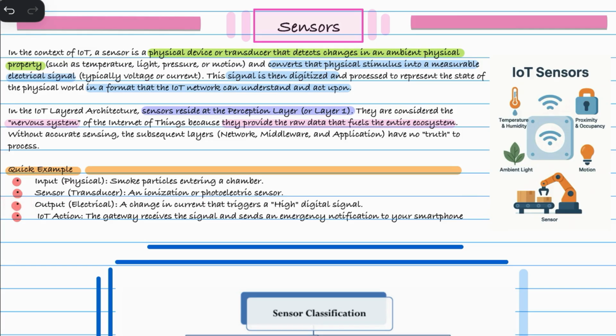And after that, because the light is blocked, the sensor circuit experiences a drop in current, translating it into a digital high, or we can say 0 or 1, it converts the 0 into a 1 signal and sends it to the microcontroller. And then there is an action taken. The microcontroller, which is the brain, passes this data to the gateway, and the gateway pushes it to the cloud, and boom, your phone buzzes with an emergency notification while you are at work that there is smoke in your house.